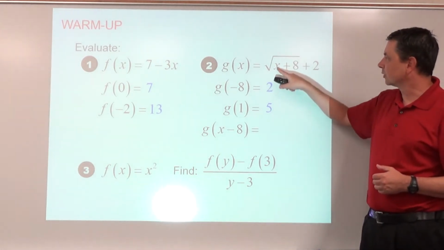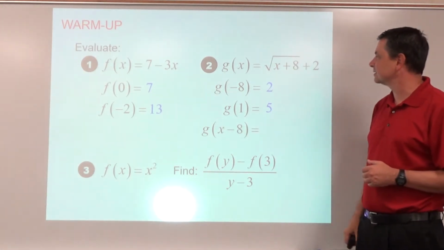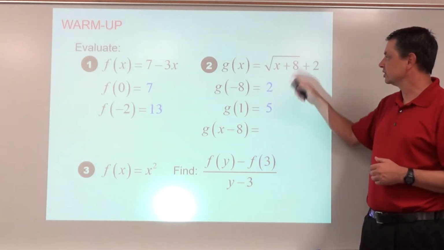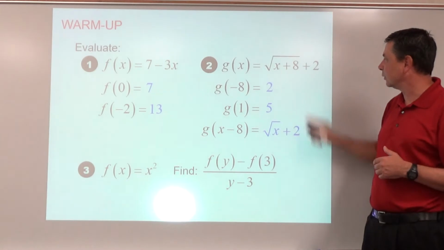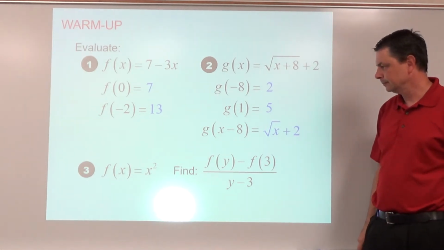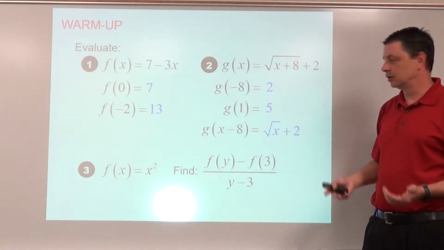So when we substitute or replace x with x minus 8, we get x minus 8 plus 8, which is the square root of x. We cannot simplify that. We do have the plus 2 afterwards. That's as far as we can go there. The next one is a little bit tricky. It takes a little bit more.